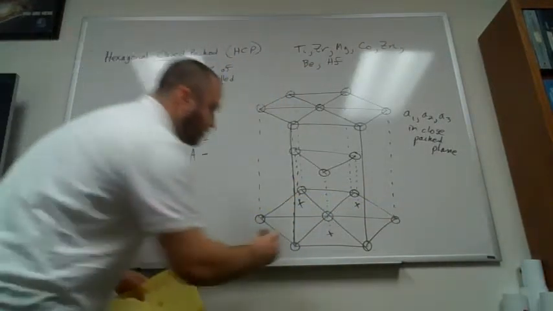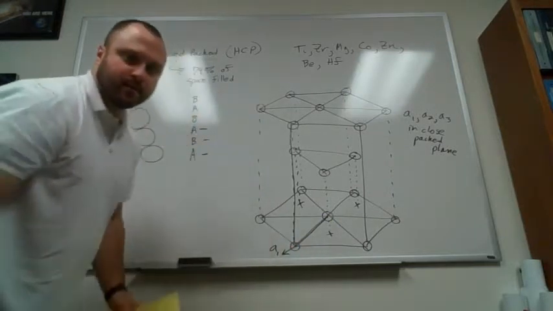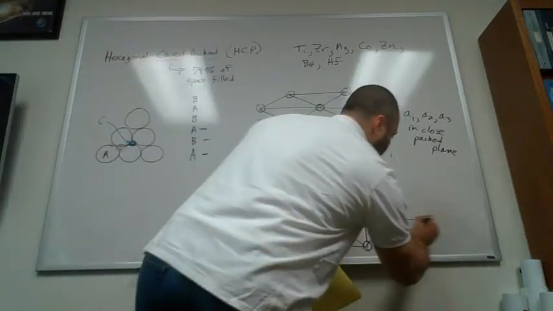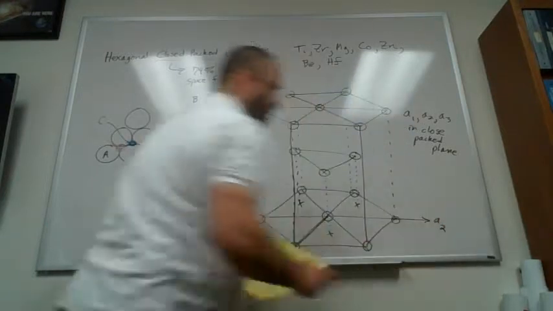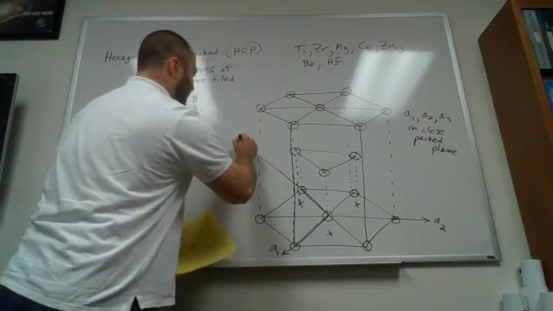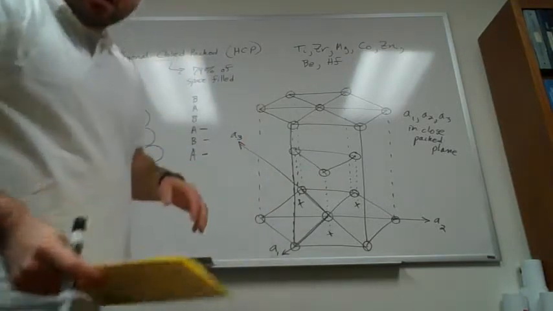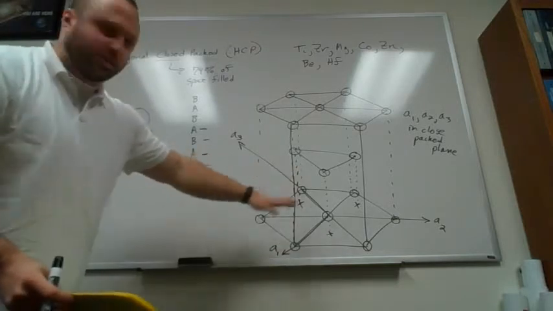All right. So I'm going to draw A1 coming out right here. A2 is going off to the right. And A3 is coming out the back here. All right? That defines everything in this close packed plane.